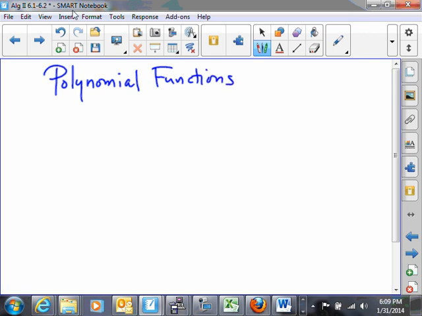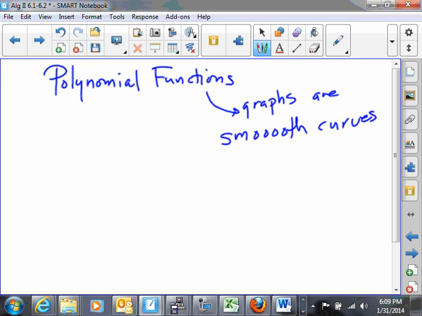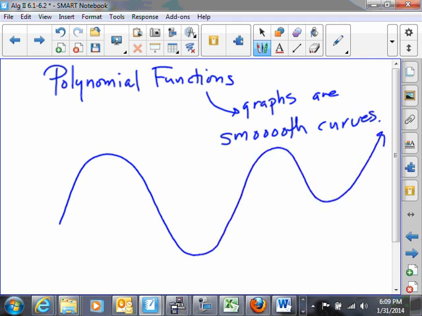Now, the first thing I want you to know is that polynomial function graphs are, and I said this in the last concept video, I'm going to emphasize it here, smooth curves. Okay, they go up and they turn and they go down and they go back up and they go back down and back up, but they do not have sharp creases or bends in them. Polynomial graphs are smooth curves.